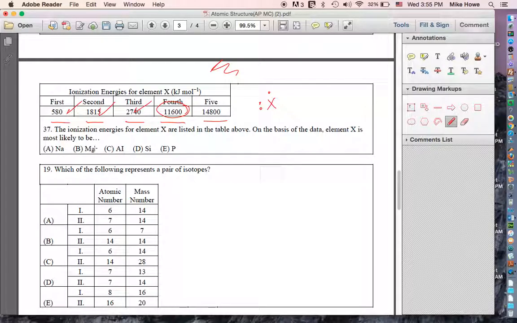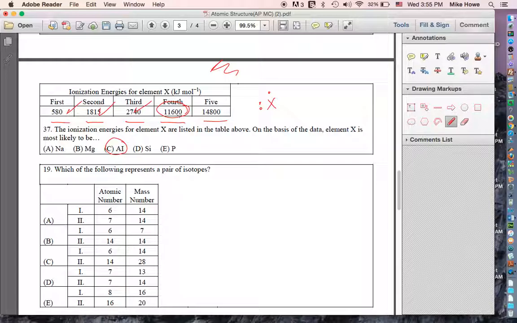Sodium has 1, magnesium has 2, aluminum has 3 electrons in the outer shell, so your answer here would be aluminum. How would you know that? Because I know that there are 3 electrons that came off easily. By that, this is the amount of energy that it takes to remove an electron. You count how many small energies there are. Okay. So, and then with the fourth, to remove the 4th electron, it took a whole boatload more.